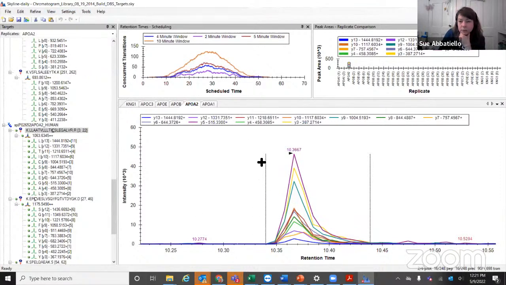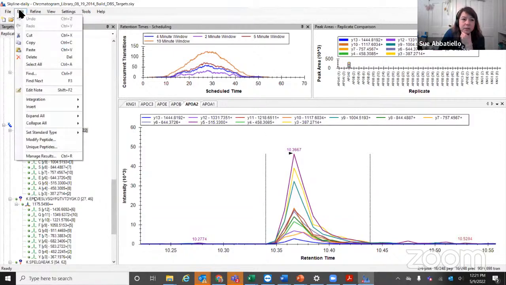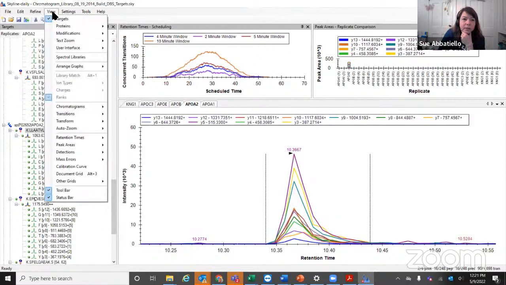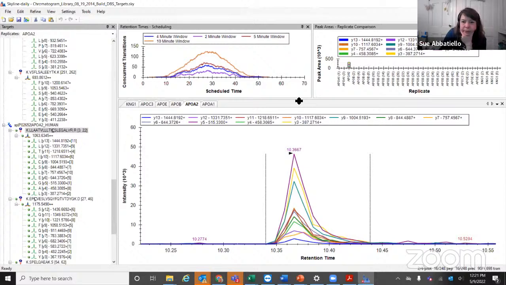Let's see. What else can we do? If we click on edit view, modifications, protein, we don't want that. So let's go through some of this other information right now.